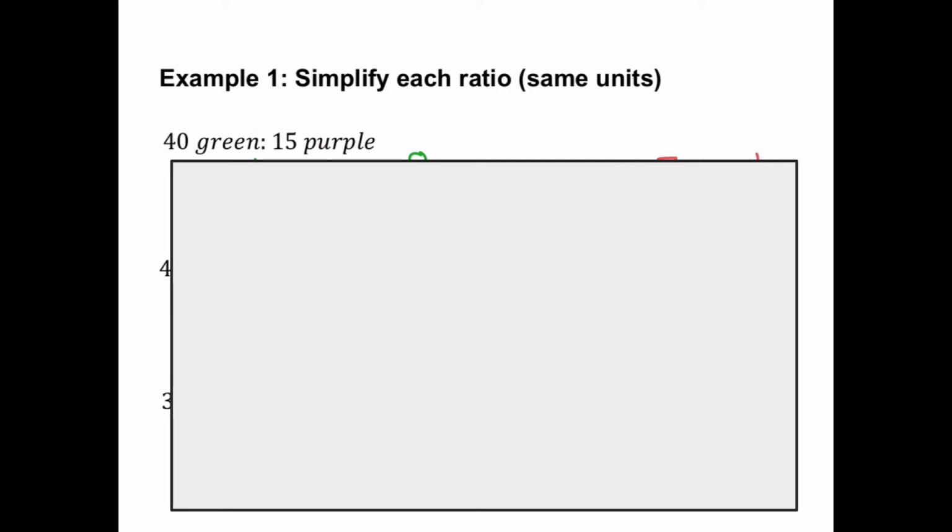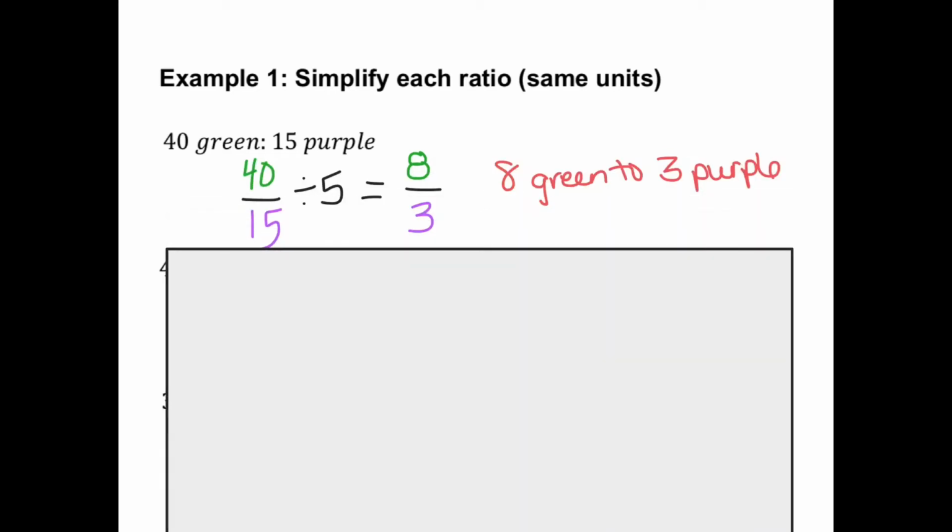So we just need to put them as a fraction and then simplify it. So the 40 goes on top of the 15. Order matters. 15 over 40 would be wrong. 40 over 15, simplify it by dividing by 5. You get 8 to 3. So 8 green to 3 purple. So that maybe means on a smaller batch of this icing, you only need 8 drops of green food coloring to 3 purple. Or though there may be 40 total green lights and 15 total purple lights, the pattern is actually 8 green, then 3 purple, then 8 green and 3 purple. It's just a simplified ratio.